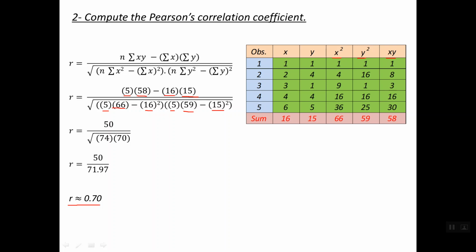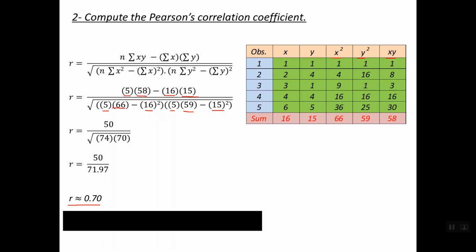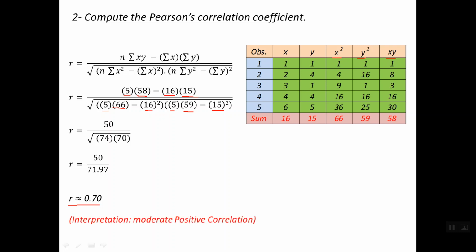So in order to understand this value of correlation, we say that we have a positive correlation, which means that as the value of the variable x increases, so does the value of y. And regarding the strength of the correlation, 0.70 is about a moderate correlation. So the interpretation for this value is a moderate and positive correlation.